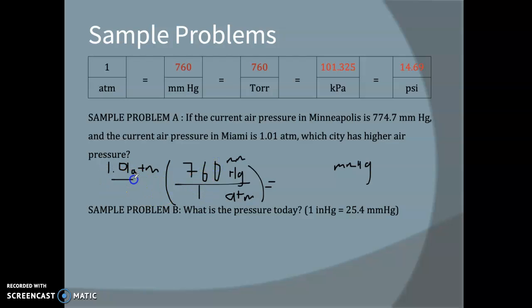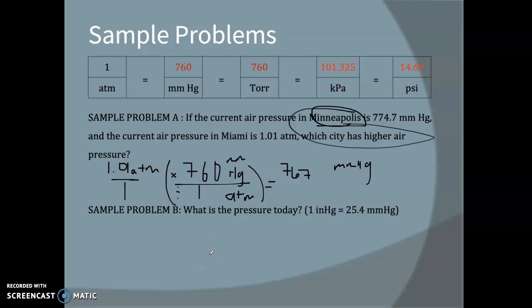And this is just like multiplying fractions, like if this is over 1. So it'd be 101 times 760 divided by 1, which would give me, forgive me while I pull up my calculator, 1.01 times 760 gives me 767 millimeters of mercury, which is lower. So that means Minneapolis today is the city with the greater air pressure. Okay. So that was hypothetical.